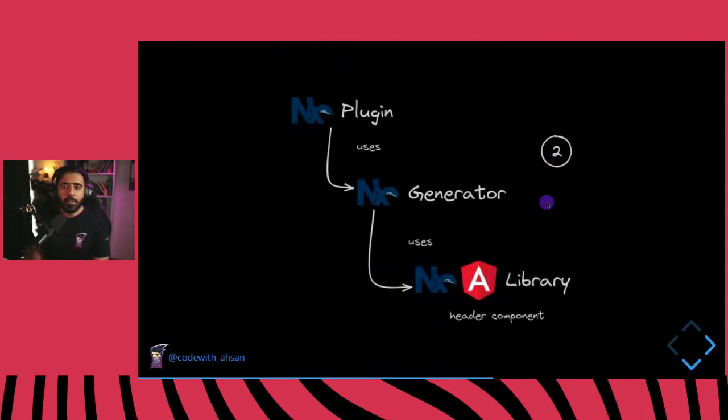Then if we move forward, this is the whole flow. We have the NX plugin that uses my generator. So when I'm creating an application, it uses the NX generator, and then it uses inside the library to create the header component. And I'm going to show you how that looks.